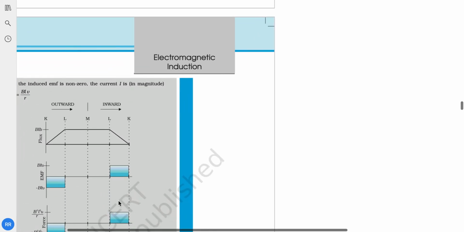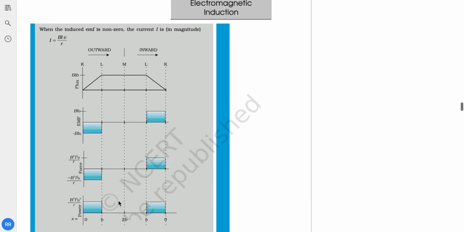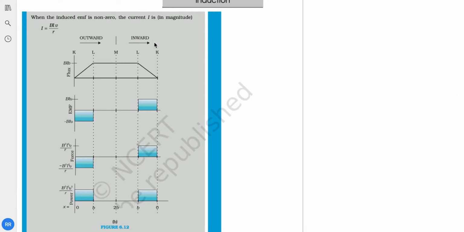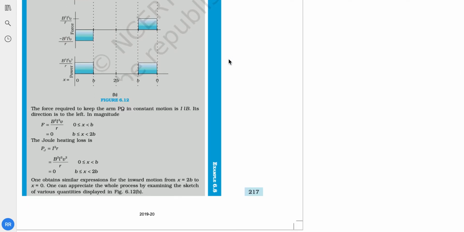So now move ahead with this. When induced EMF is non zero, जब induced EMF नॉन जीरो होगी तो करंट क्या होगा? करंट होगा I is equal to EMF upon R. You have done this. So I is equal to BLv upon R. All right. And then another parameter that is required for you to discuss is the force required to keep the arm in constant motion, which is ILB. So its direction is to the left, opposite to the direction of motion.